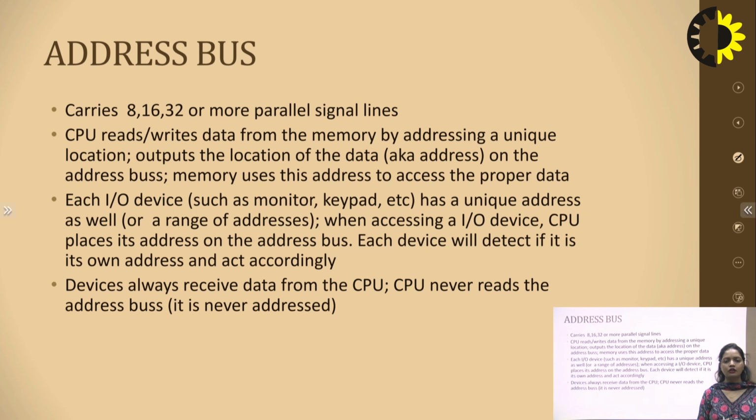So the address bus, as I told earlier, will be of 8 lines, 16 lines, 32 lines, parallel single lines in the power of 2. The CPU will read and write data from the memory by unique addresses, by unique locations, and the output of that location of data will also be an address on the address bus.